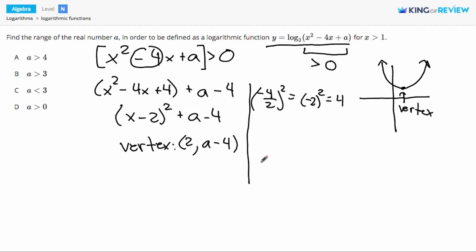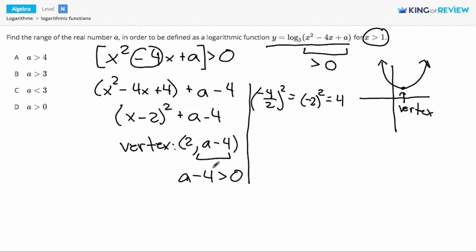This means the vertex of our parabola happens at x equals 2, which is significant because our parabola is defined for x is greater than 1. That means the low point on the graph, the vertex, is part of this logarithmic function. So we have to make sure that this vertex is greater than 0. But if the vertex needs to be above the x-axis, a positive number, that means we need a minus 4 to be a positive number.